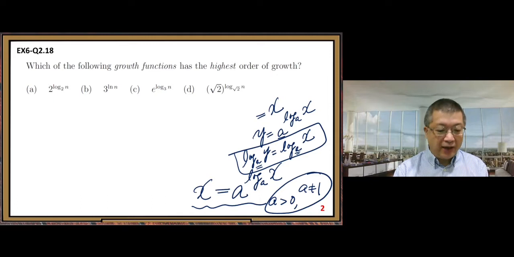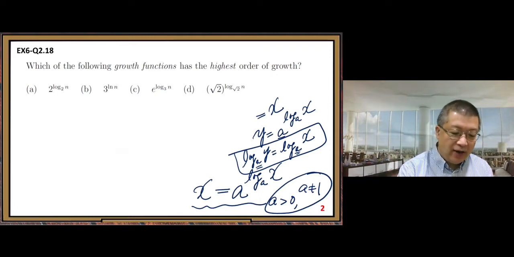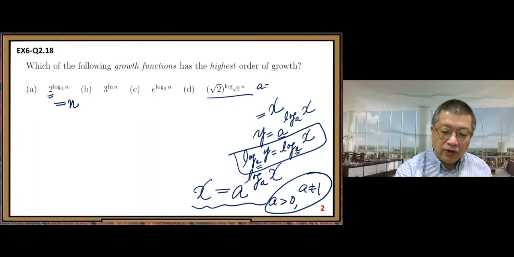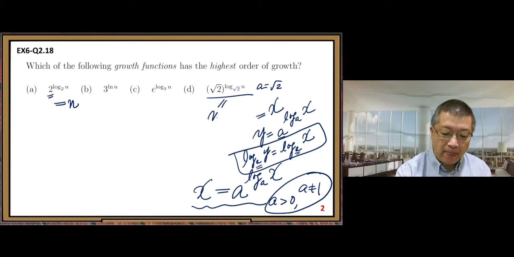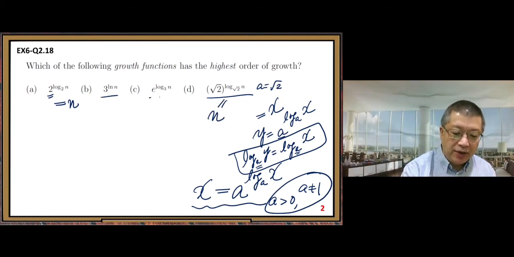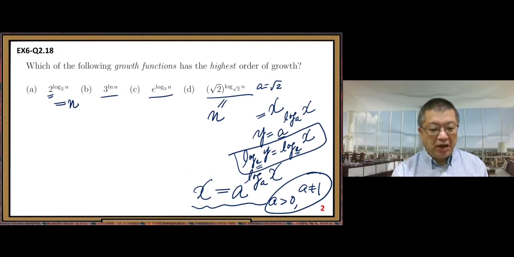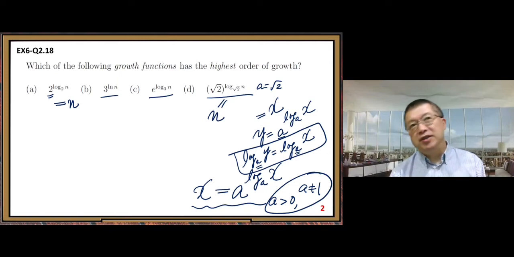Now, if we use that, pretty easy, right? Here, in that formula, a equals 2, so this equals n. Then a equals root 2, also equal to n. Now the hard part is these two numbers, because the bases are different: 3 and e.